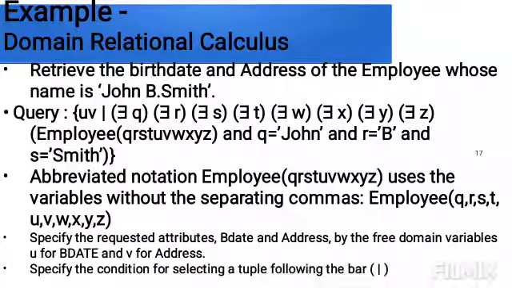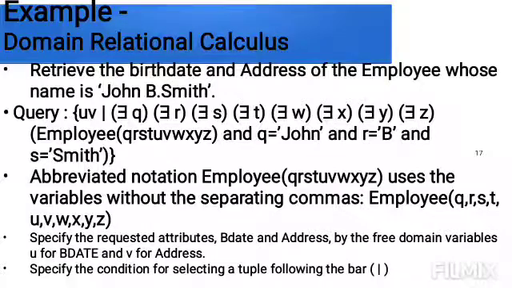Consider an example. Retrieve the birth date and address of the employee whose name is John Smith. In tuple relational calculus we just use T dot birth date and T dot address, and employee of T, and T dot F name equal to John and T dot L name equal to Smith.